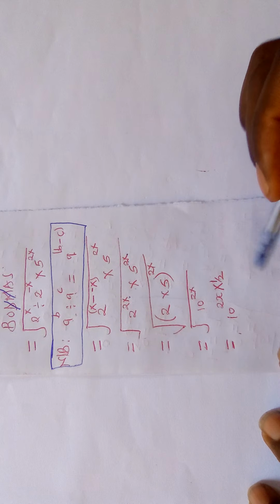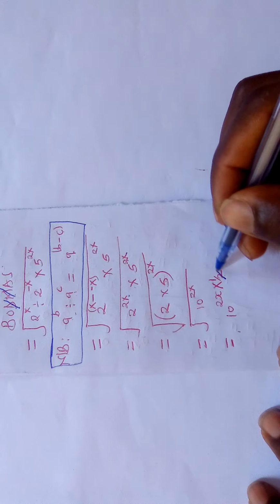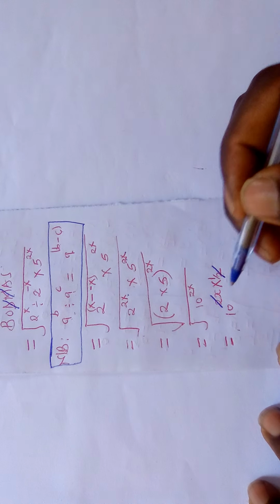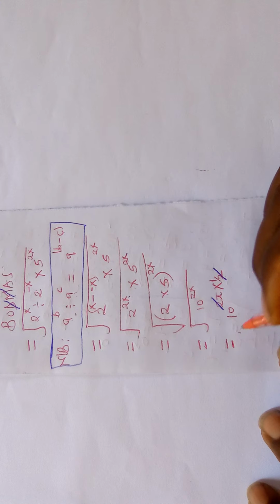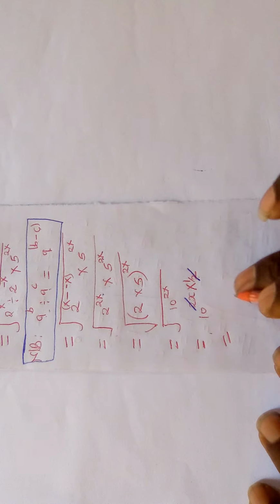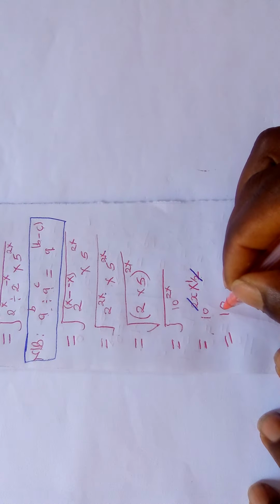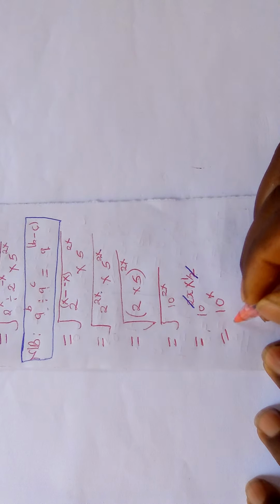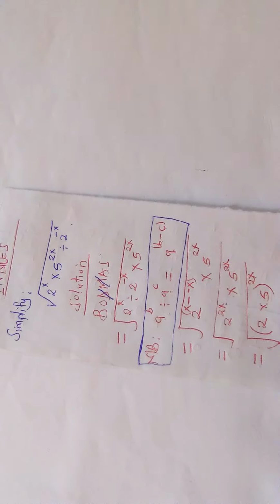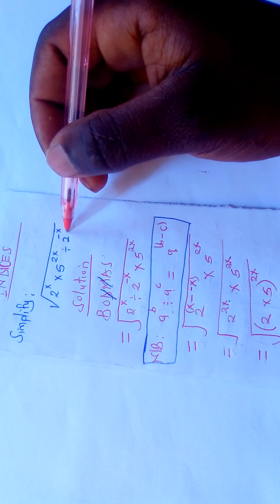Now when you look at this, I have 2 here, and it can simplify with this 2 so that I remain with x. So I finalize by saying that my answer is 10 raised to x, and that shall be the simplified form of the provided equation.